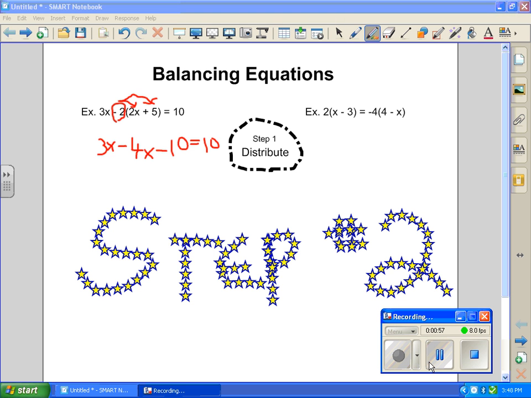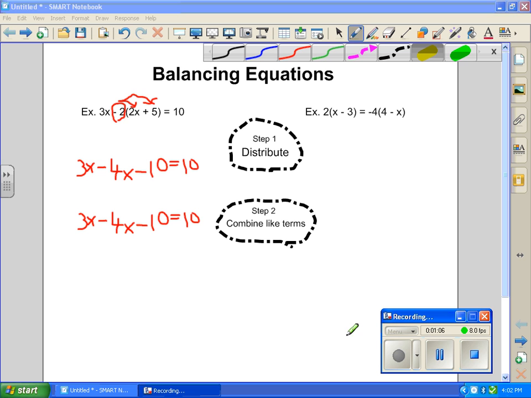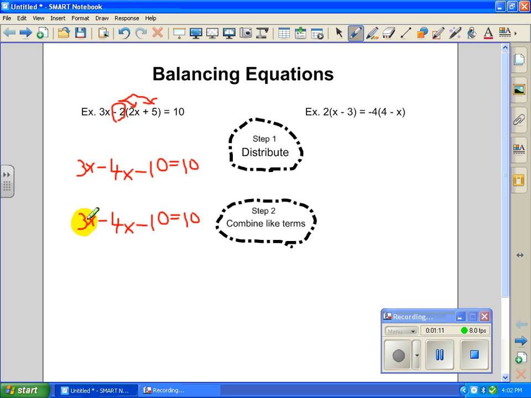Now step number 2 is to combine like terms. So that means you got to get like things together. So in this case we actually have 2 like terms that are on the same side. If you notice, we got these 3x's and then we have minus 4x's. So when you combine them, 3x take away 4x would be negative 1x minus 10 equals a positive 10. You can just rewrite the equation. So again, first distribute, then combine like terms.